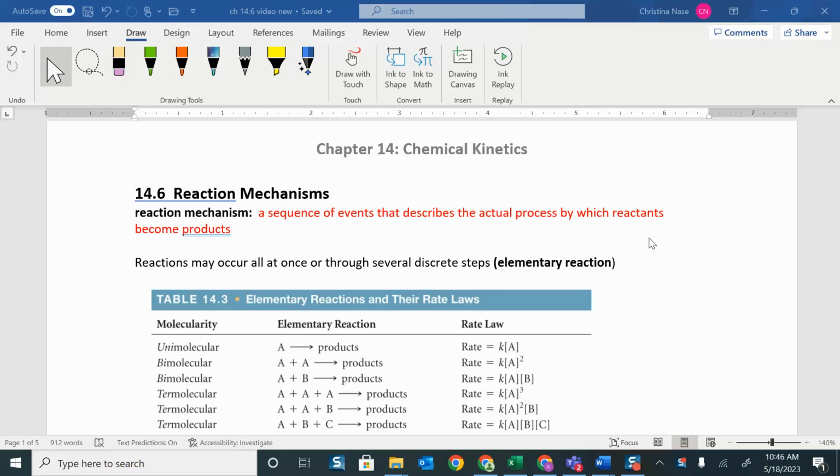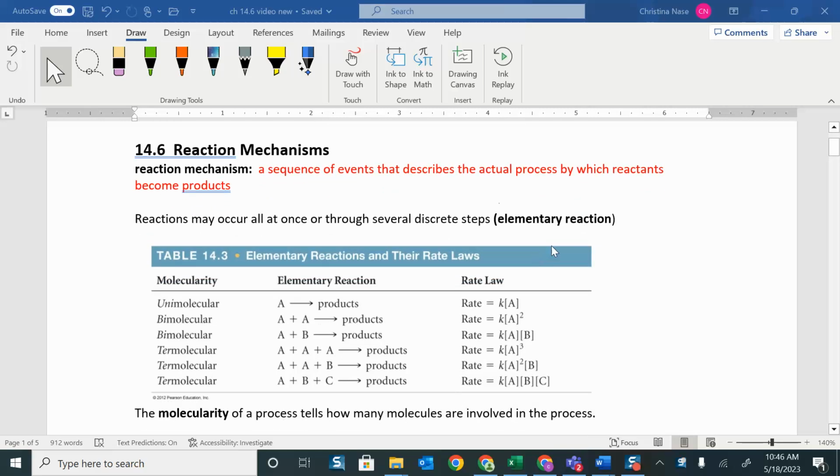About reaction mechanisms. A reaction mechanism is really looking at what molecules are interacting, how they are interacting, and then what products you are making. So we're looking very specifically at those interactions. And this can happen in one step, or it can happen in a series of what we call elementary reactions.